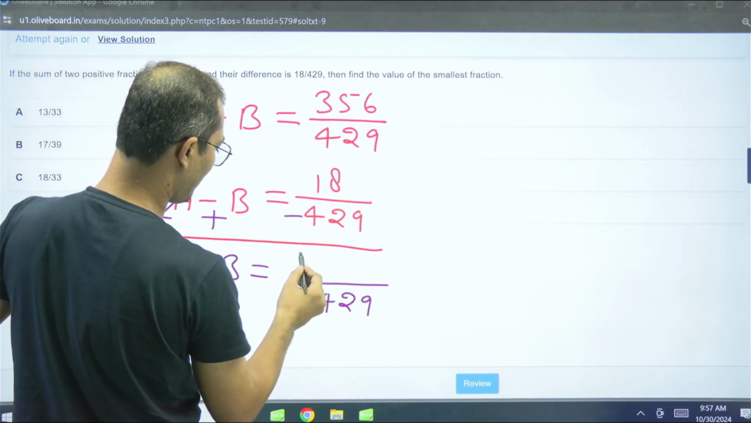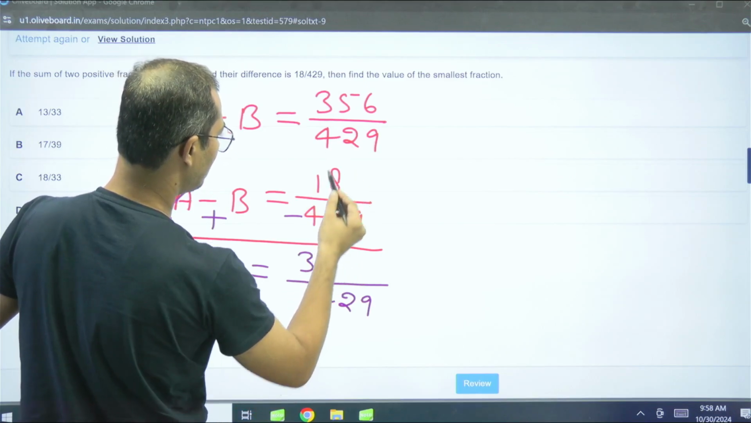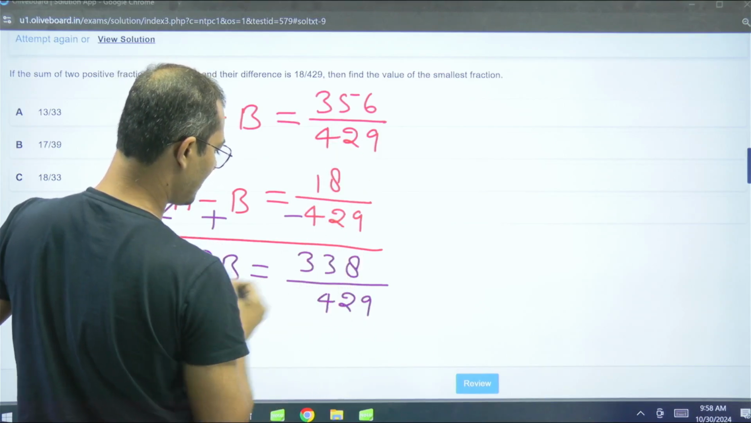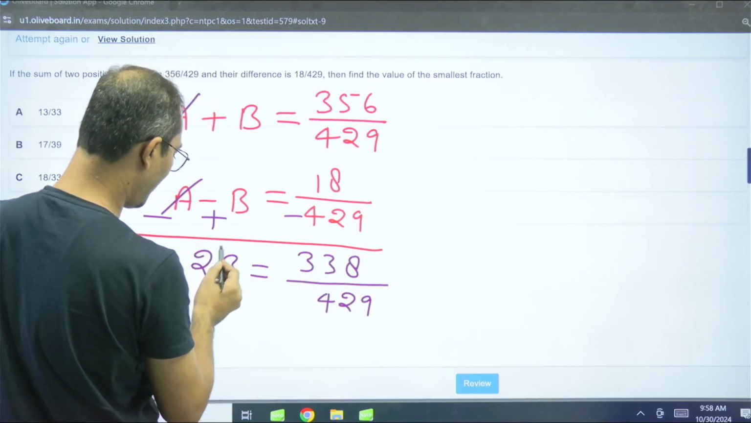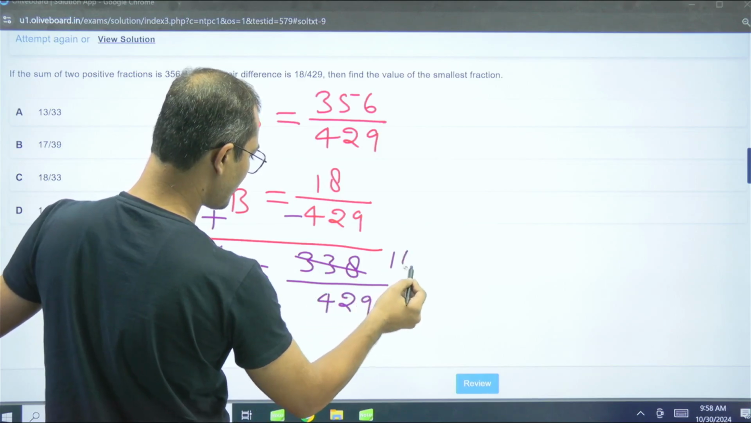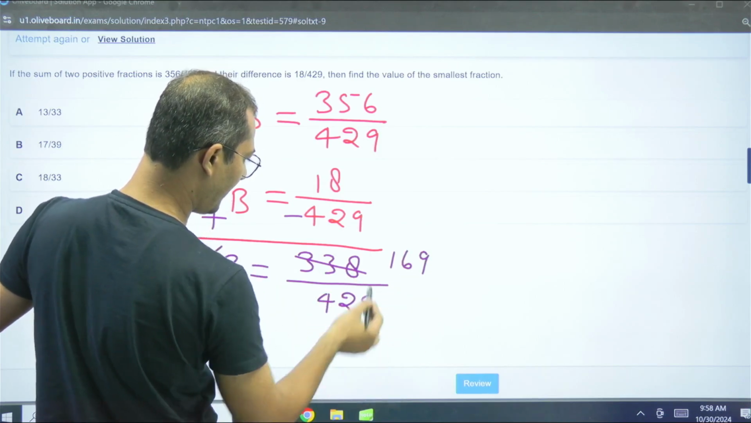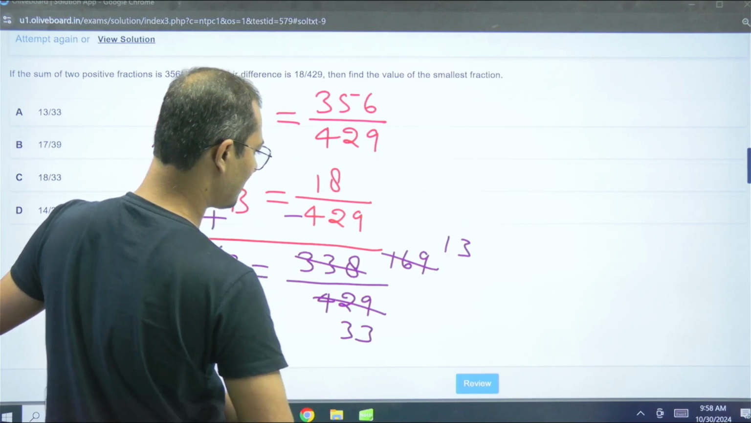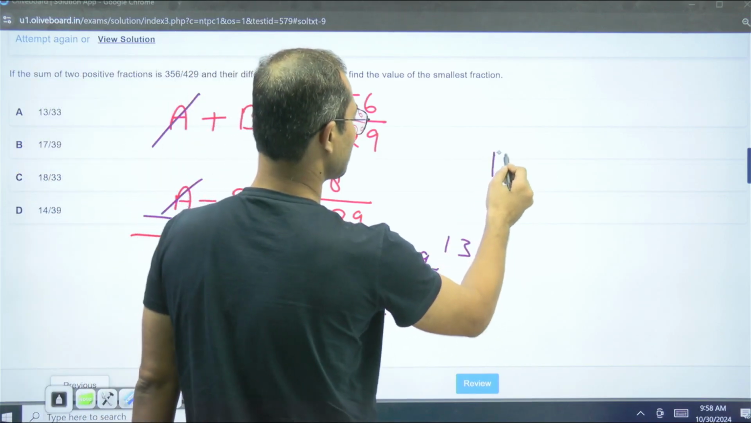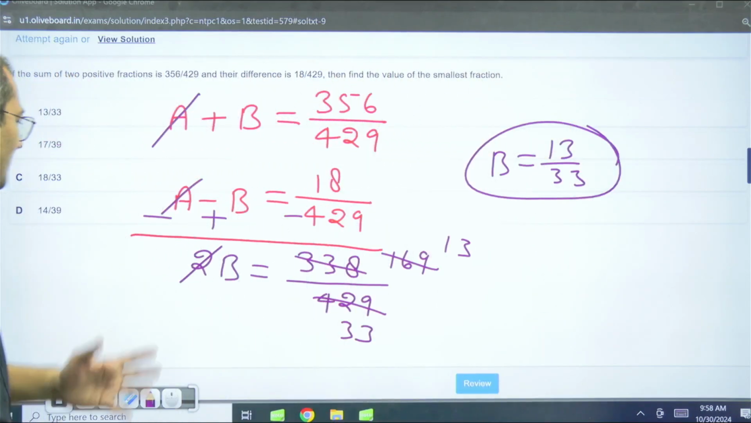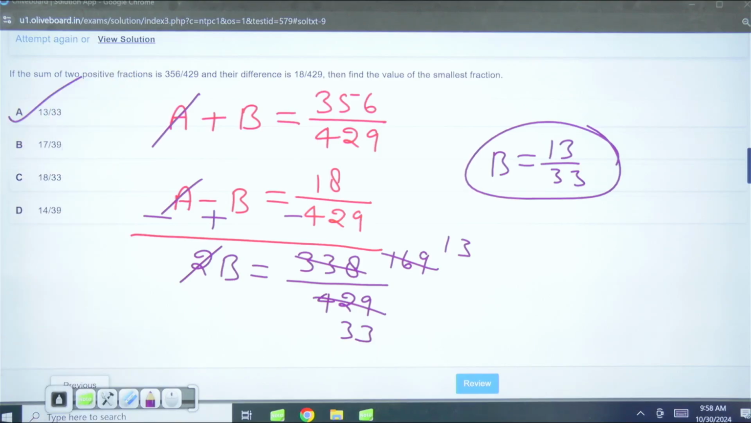So 356 minus 18, we will get how much? So 16 minus 8, right? So 8 and 4 minus 1. So we can say that 338. So by 2 it can be cancelled. 2 1s are 2, 2 6s are 12 and 2 9s are 18, and by 13, right? So this is 13 times and 13 3s are 39. So we can say that the smallest fraction is equal to 13 by 33, right? So 13 by 33 is the right answer. A part is the right answer. Yes, A part is the right answer.